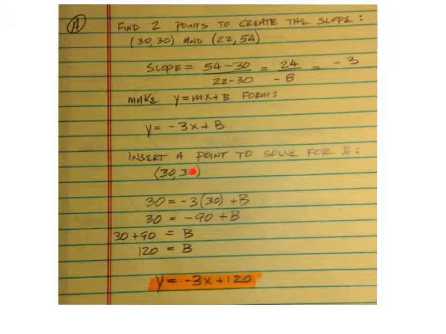I plugged in (30, 30) to make it easy. So I put a 30 in for y, 30 in for x, simplified to get -90 and moved it over to the left. You should have had 120 for your y-intercept, regardless of what points you chose. So that makes y equal to -3x plus 120.